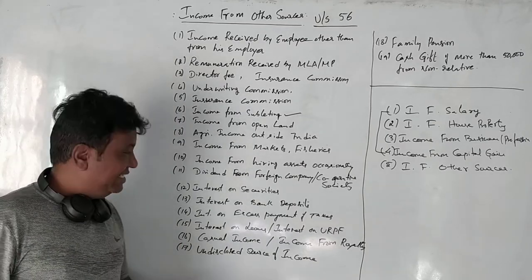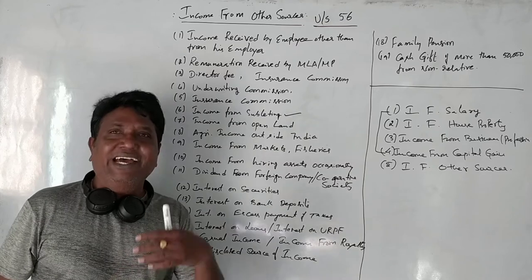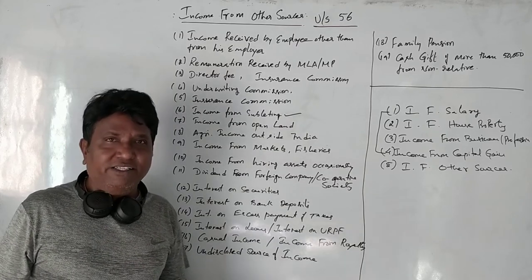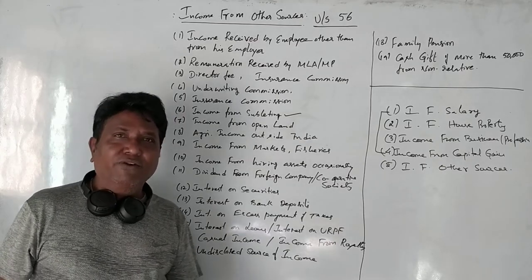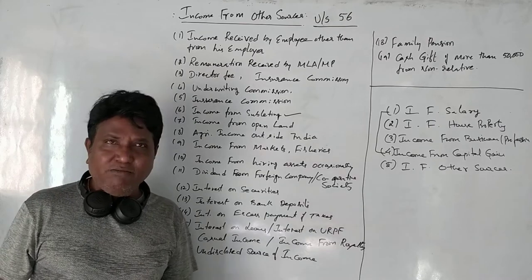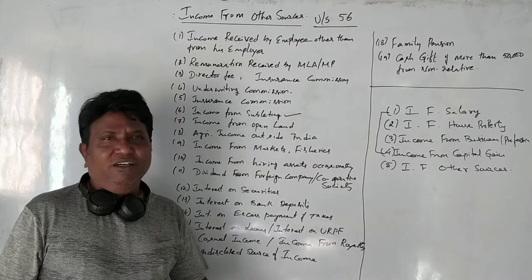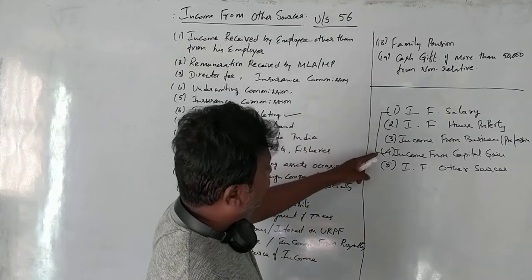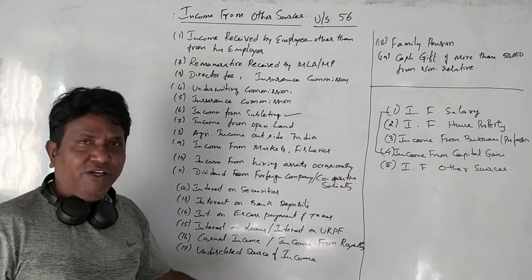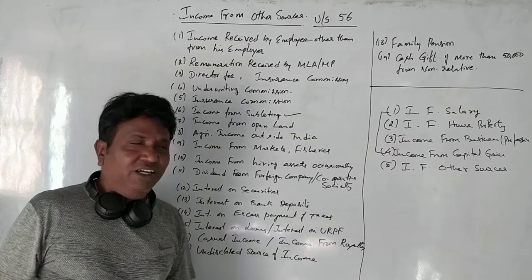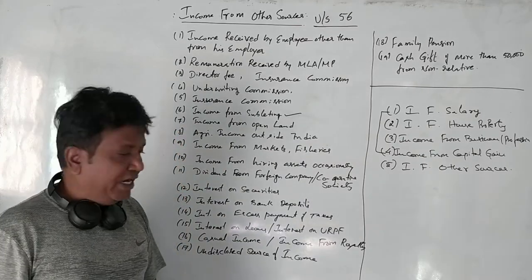Next, a very important one is casual income. What is casual income? Income that you receive casually, for example by betting. It may be income from lotteries, horse races, card games, or any kind of betting income. We call it casual income. There is no place for charging tax on such casual income under the first four heads of income. Because when you win a lottery, there is no other place to charge it, so it has to be taxed under the head income from other sources.